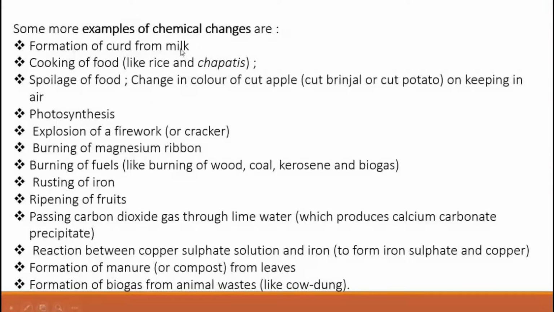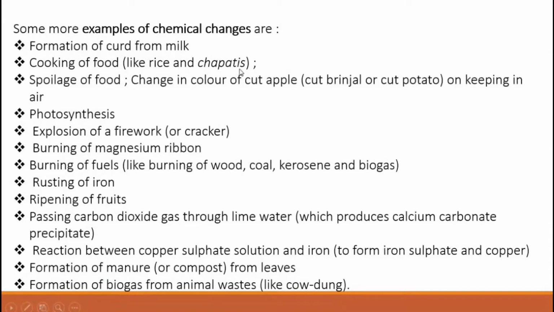Formation of curd from milk. Milk and curd are two different things. Milk is in a liquid state, curd is in a semi-liquid state. एक बार आपने दूध से दही बना दिया, you cannot reverse the reaction. आप फिर से दही को दूध में कन्वर्ट नहीं कर सकते, because this change is a permanent change.